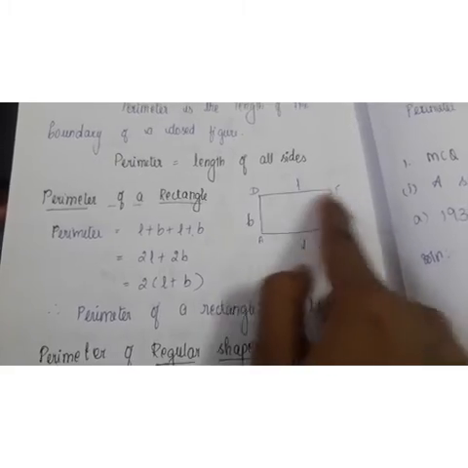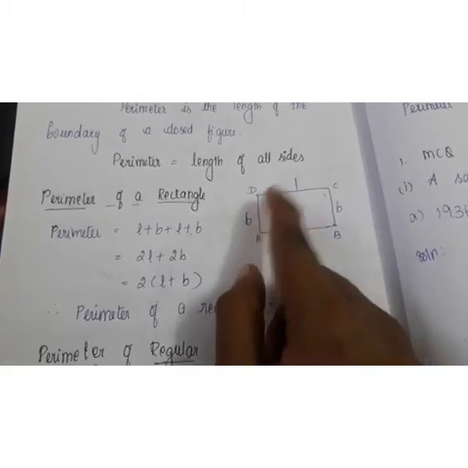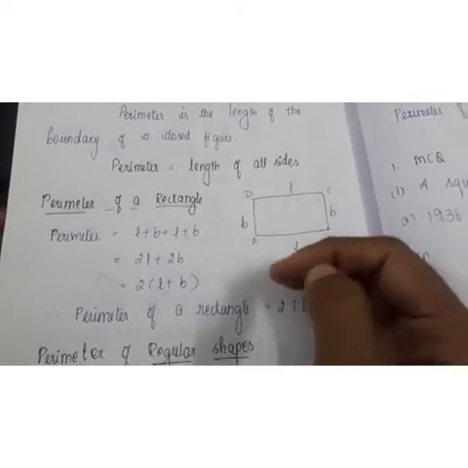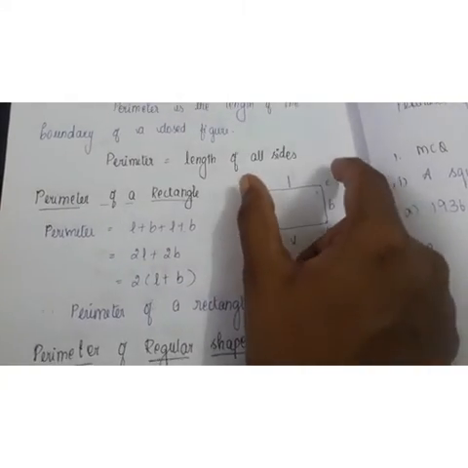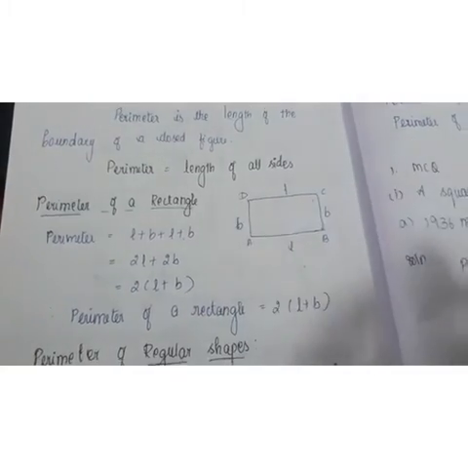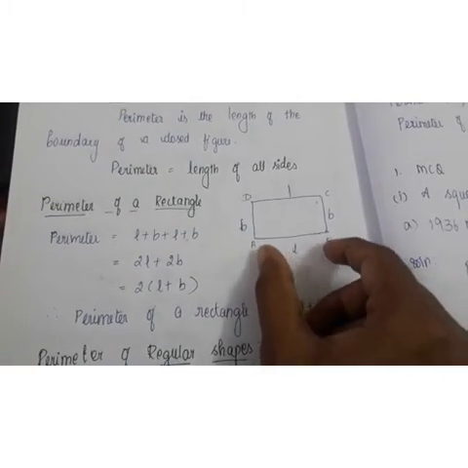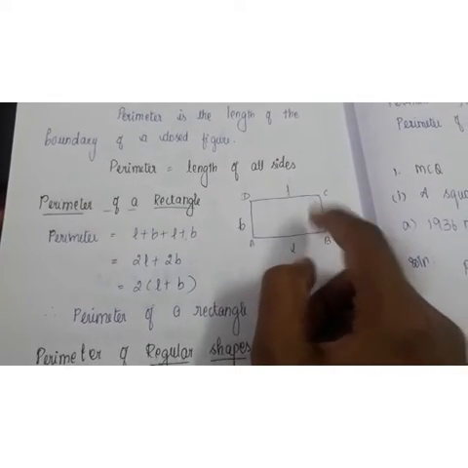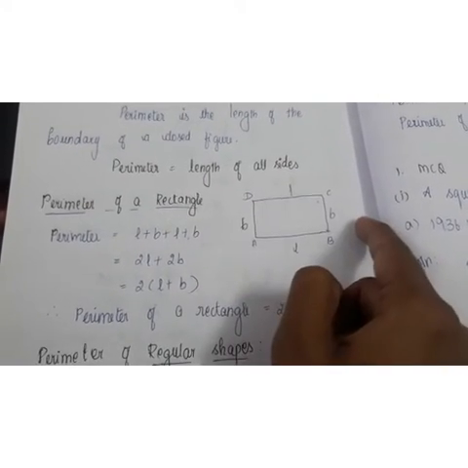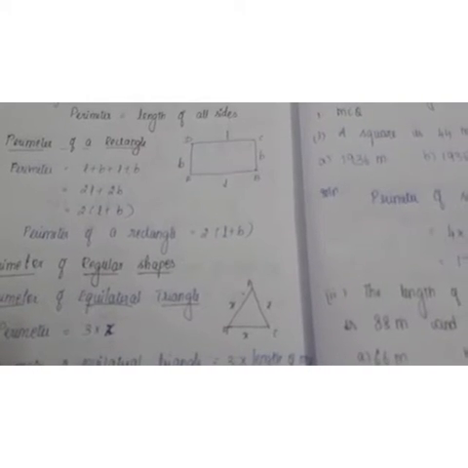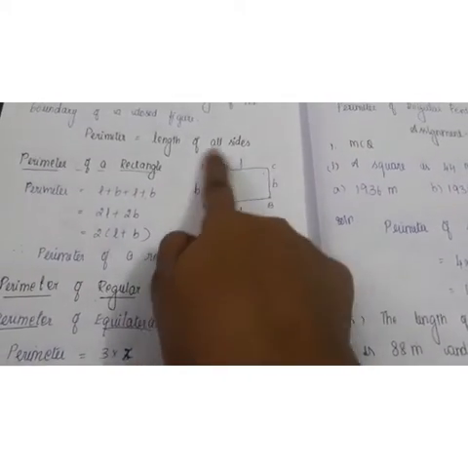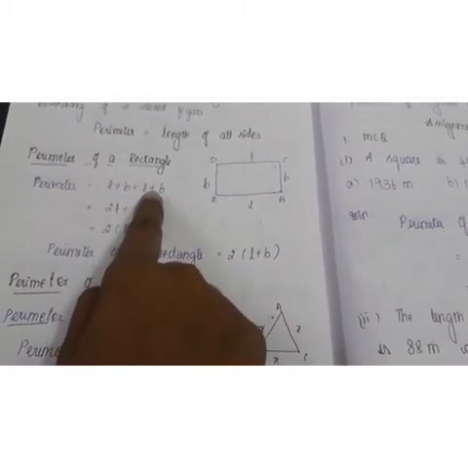This is the rectangular shape, right? In a rectangle, opposite sides are equal. So AB is equal to CD and BC is equal to AD. If I take AB as L, then CD is also L, and BC and AD are both B. We need to find the length of all sides, so L plus B plus L plus B.